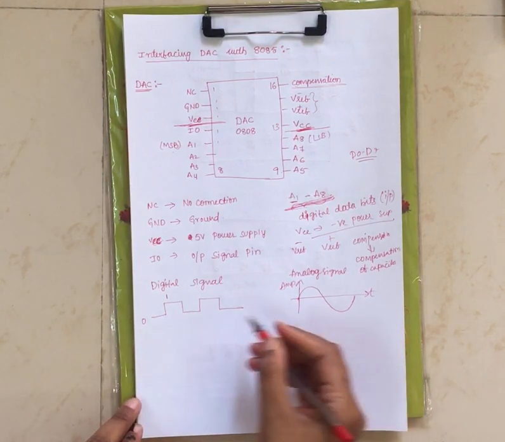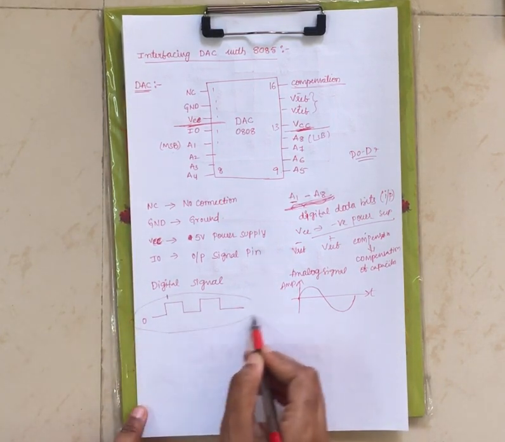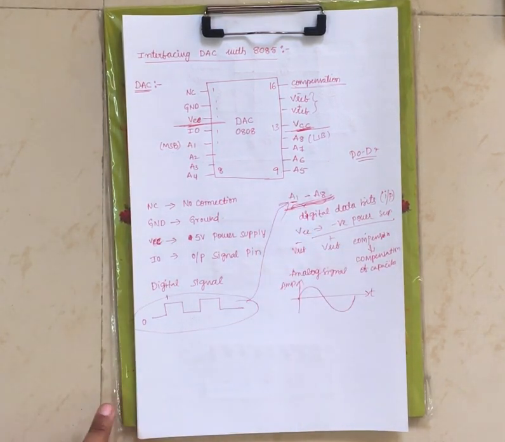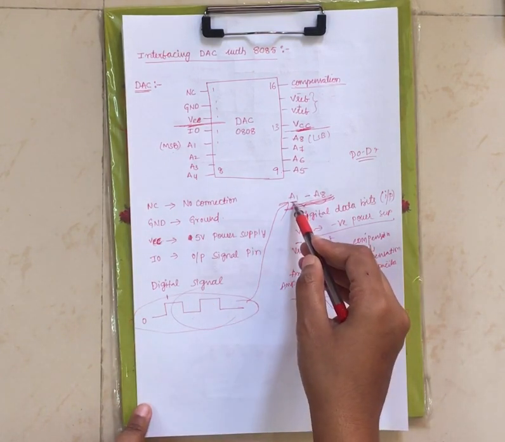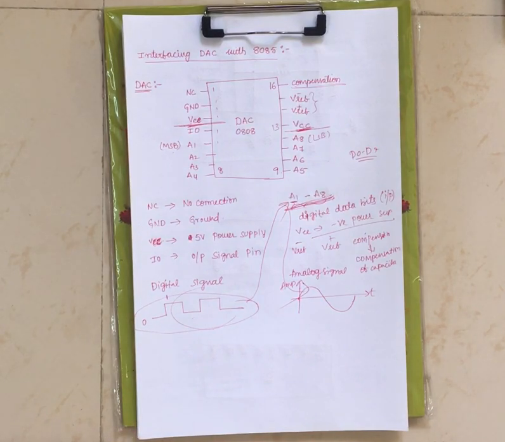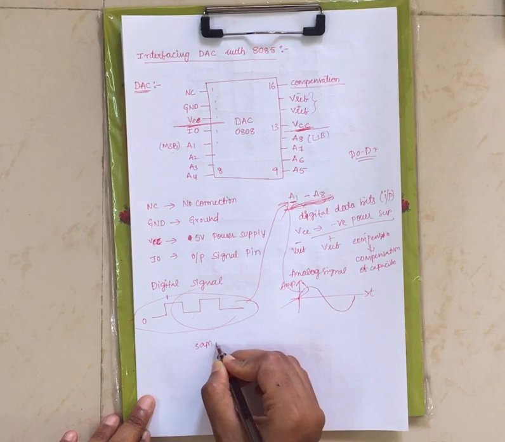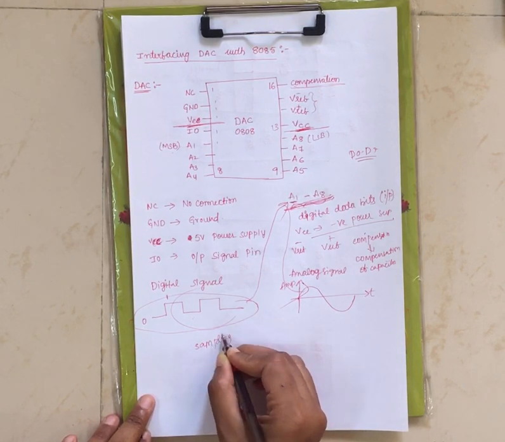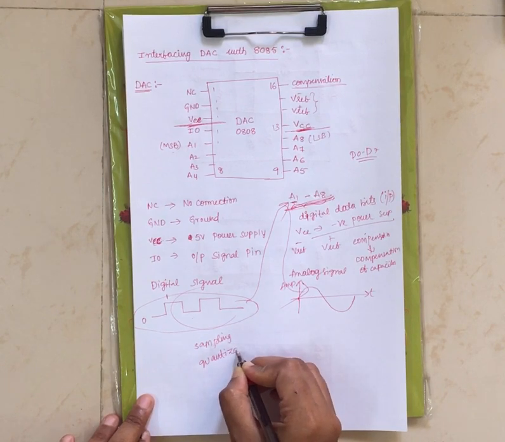Now how to convert? You are providing this input to the DAC through the A1 to A8 pins. Using these inputs, the DAC chip has to convert to an analog signal. What are the processes involved in it? One is sampling, and the next one is quantization.